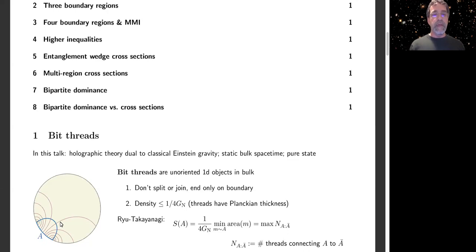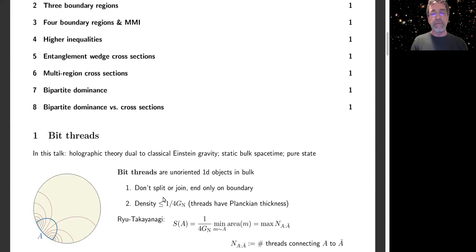Anyway, so they are these one-dimensional objects in the bulk, which are only allowed to end on the boundary, and they have a certain thickness, a Planckian thickness, which bounds their density. And that bound is designed to reproduce the Ryu-Takayanagi formula. So it's put in there to get RT out. And I use this notation where the number of threads in some given configuration.